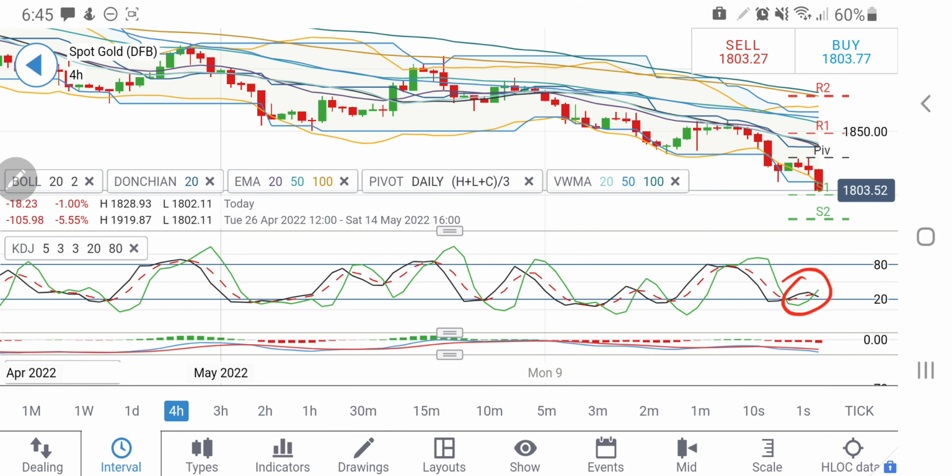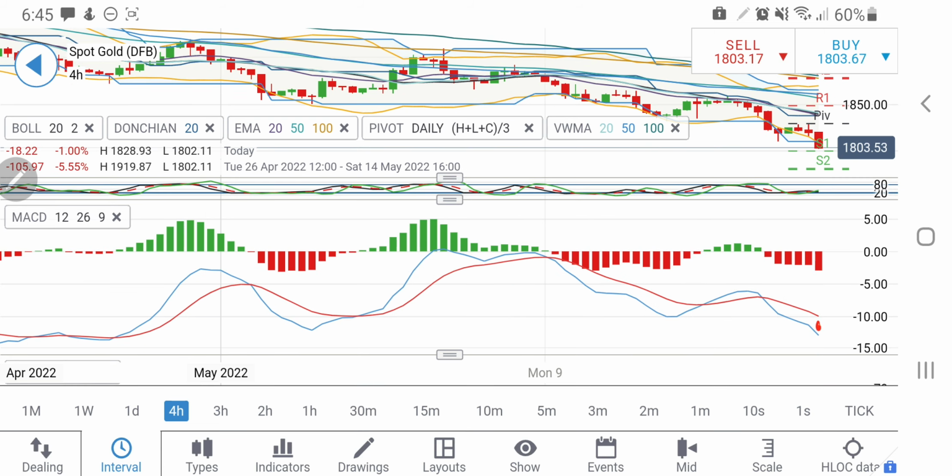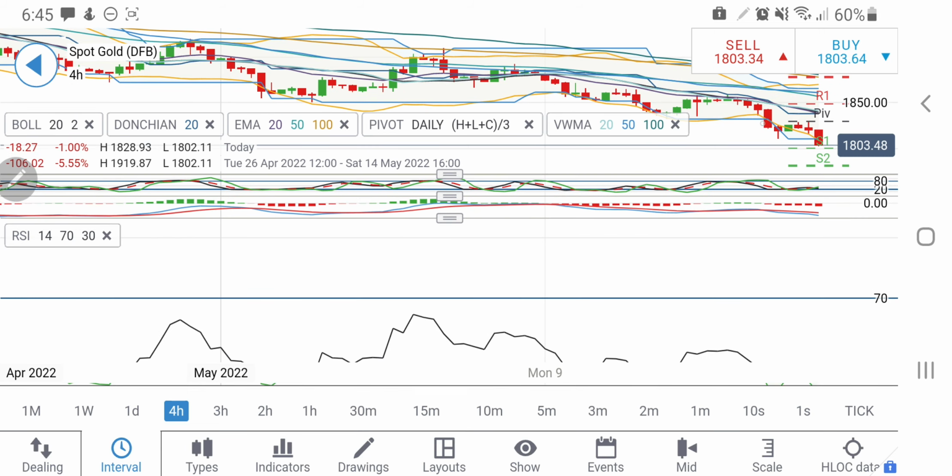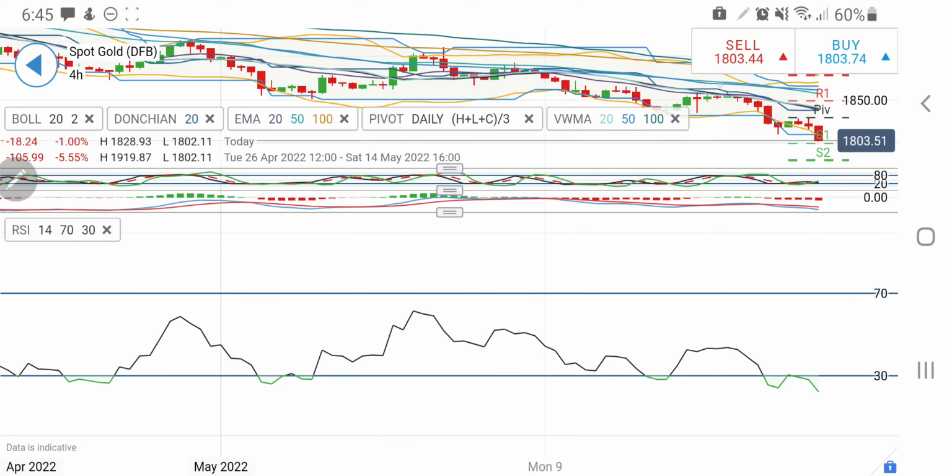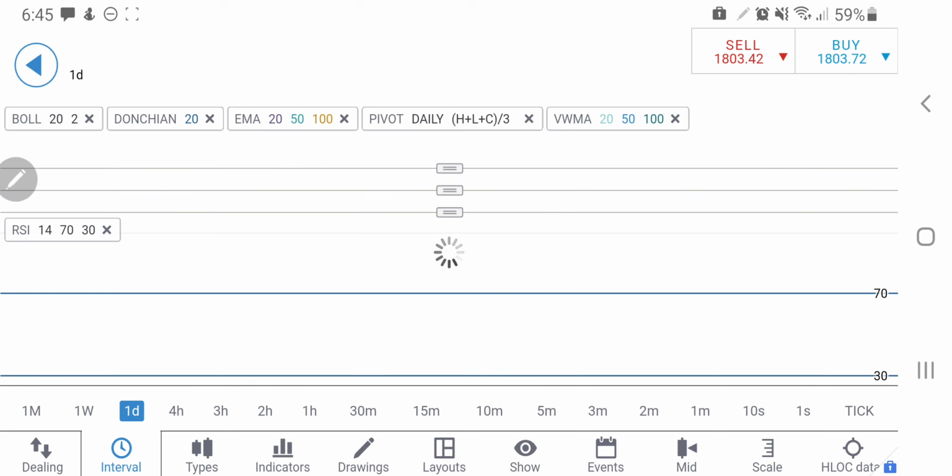Now look at the stochastic here on the 4 hour charts, it is looking downwards too. MACD is wide divergent, indicating bearishness, and RSI here is extremely oversold. Now you can see extremely oversold. Probably from here it must try to bounce back a little on the upside from the next candle onwards.